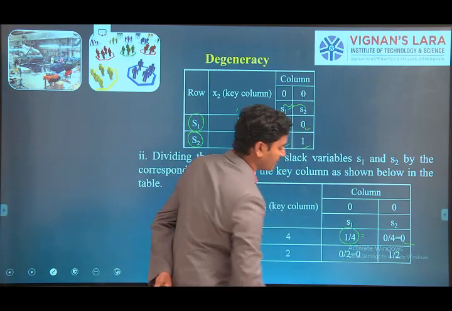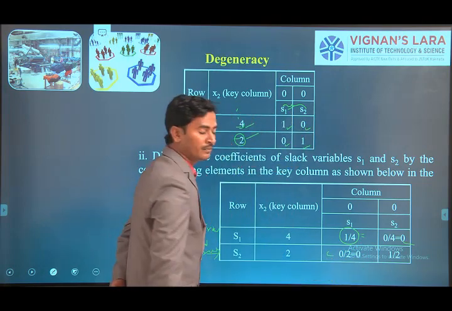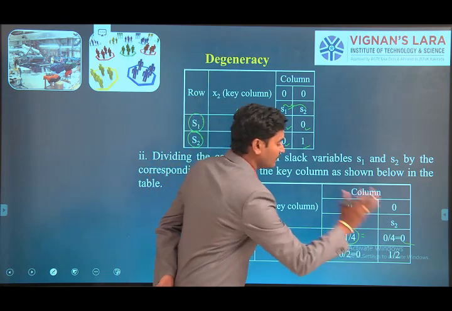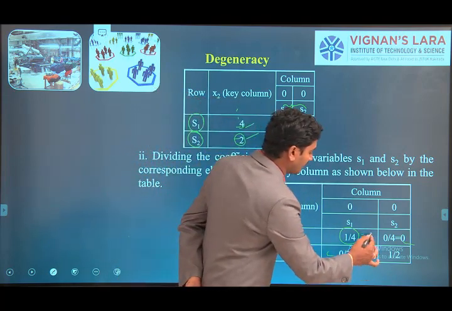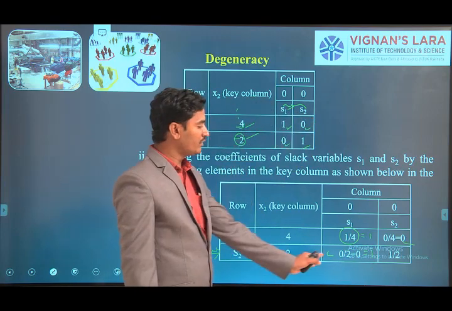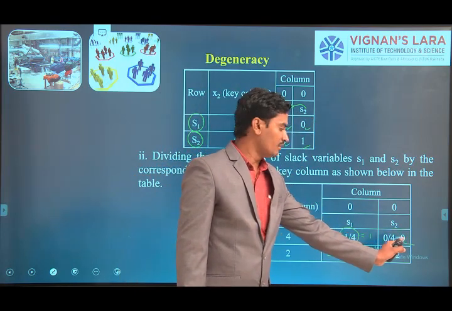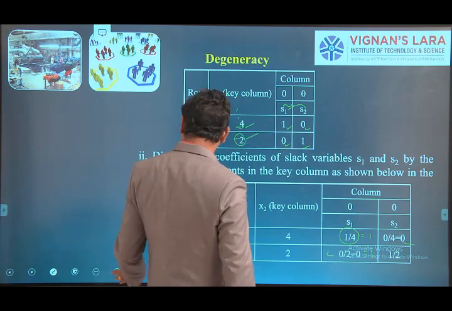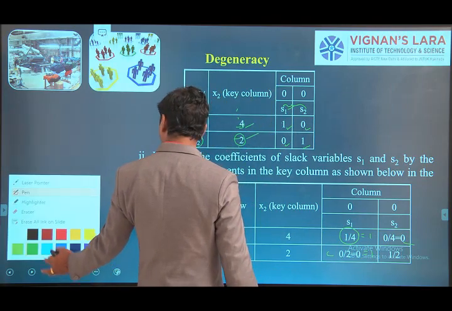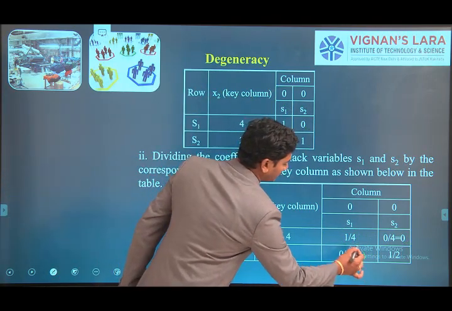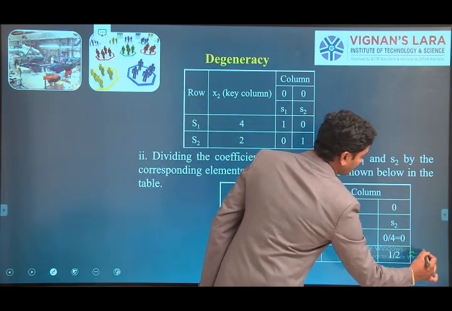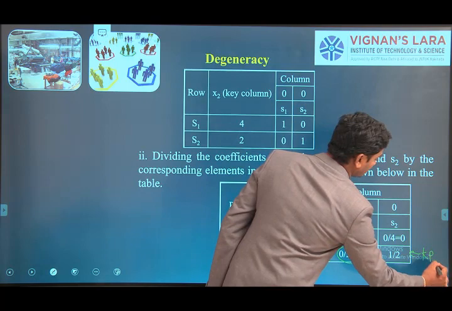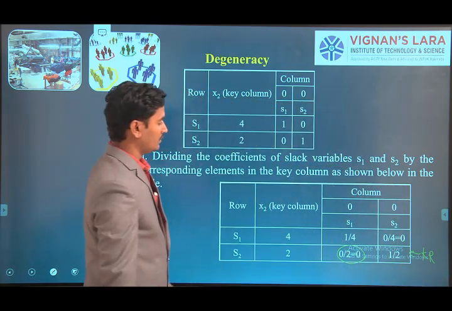From this, which one is the minimum? The second row is the minimum. Directly we can take this row as the key row. Sometimes we may get a tie, 1, 1 like this, and then we go to the second column. Here the minimum value is at the second row, first column. So simply we take this row as the key row.